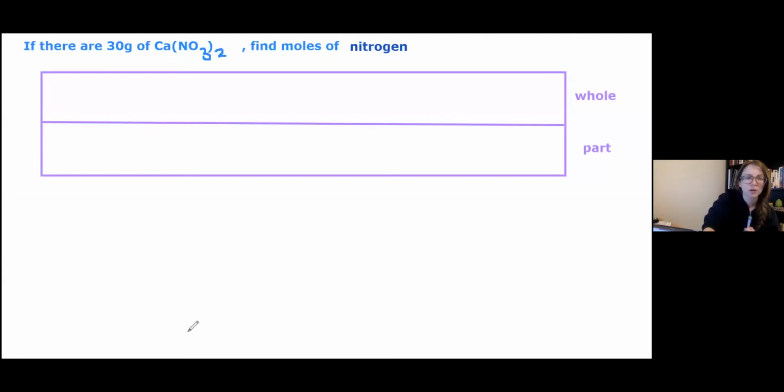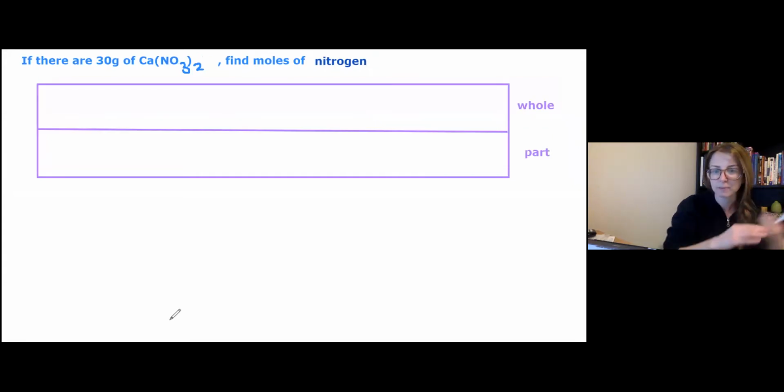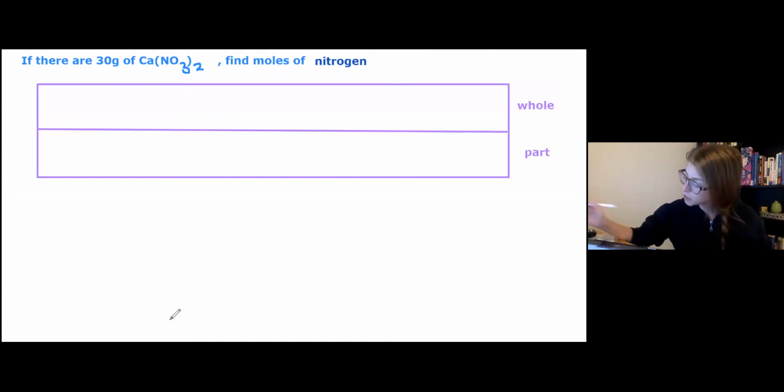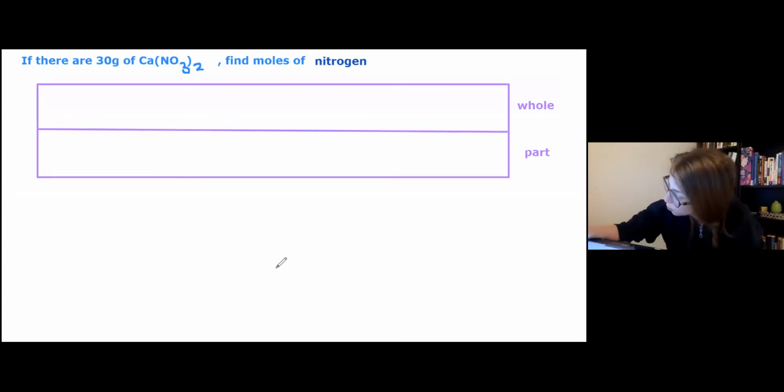Okay, so in an example problem like this, I'm going to show you two different ways you can go about solving it that will review some of the stuff Ms. Prater talked about in the whole to part video for moles. So what I mean when I say whole and when I say part. Whole is always the whole compound, the whole molecule. So we'd be talking about something like the calcium nitrate itself. So when I say whole, I mean calcium nitrate in this particular example.